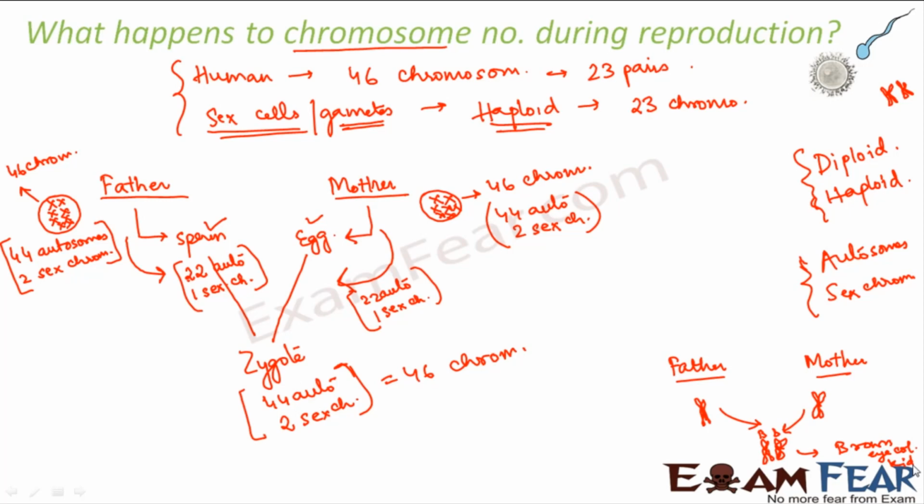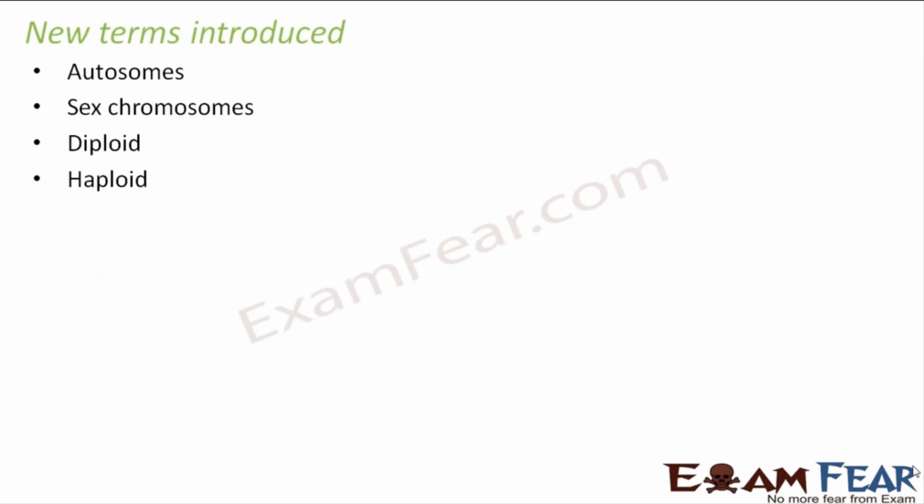Okay. So with this, the process is clear. So now we will talk about these new terms which we came across. So what were the new terms introduced? Autosomes, sex chromosomes, diploid and haploid cells. So we will talk about each of these terms in detail one by one. So let us start with autosomes.